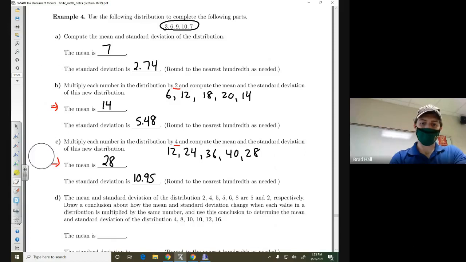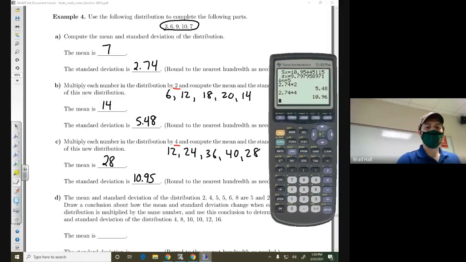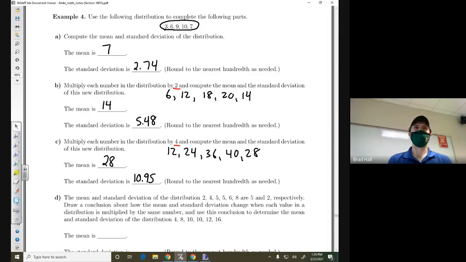What about the standard deviation? It's 2.74 times 2, 5.48. That's interesting. It's 2.74 times 4, 10.96, which we rounded a bit. But it's the same for the standard deviation. So basically, if you multiply your data set by a number, generally that's called a scalar because you're scaling. If you multiply your data set by a number, your mean and standard deviation will get multiplied by that same number.